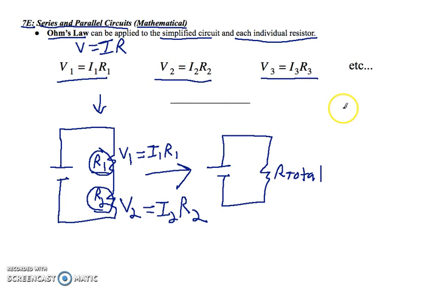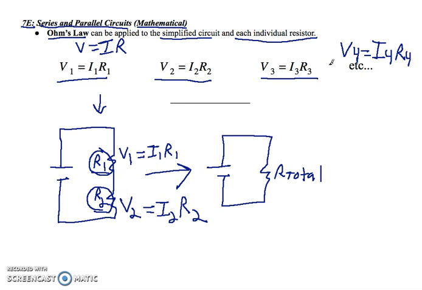So again, this would keep going. If you had lots of resistors, you can apply Ohm's law to each one. Ohm's law will always be valid. You'd have V4 is equal to I4 times R4. There you go. Cool. So that would be the first part, that you can apply Ohm's law to each individual resistor.